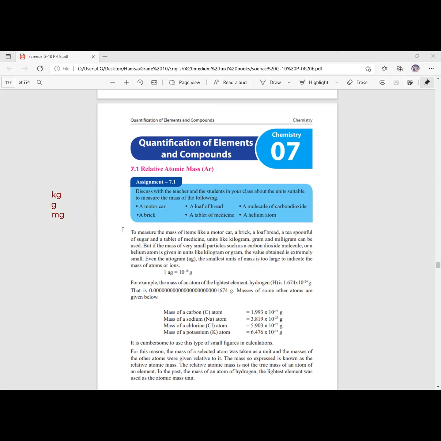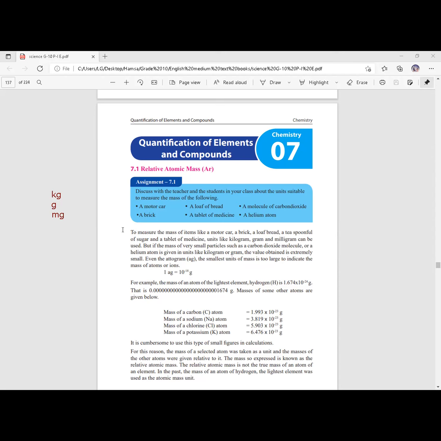But if the mass of very small particles, such as a carbon dioxide molecule or a helium atom, is given in units like kilogram or gram, the value obtained is extremely small. When you measure the mass of a carbon dioxide molecule or a helium atom, those are so tiny, very small particles. So when you measure them using grams or kilograms, it will be an extremely small value.